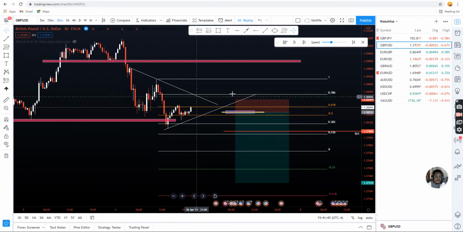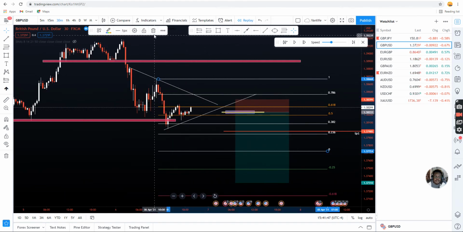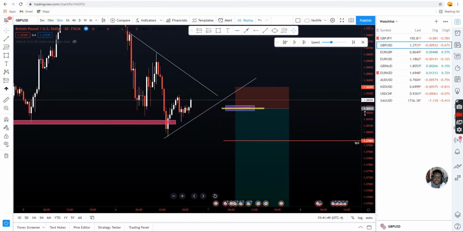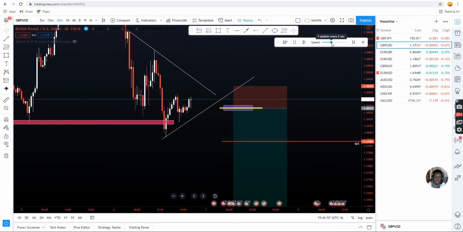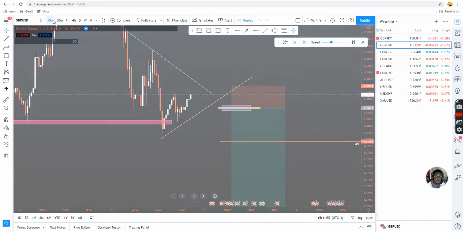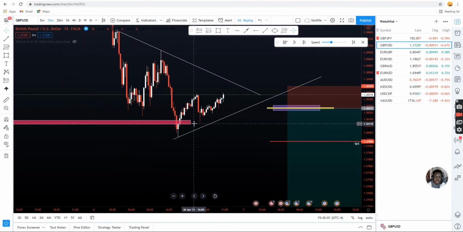Now this play was done based on the break and retest of the trend line along with confirmation using the Fibonacci retracement. So what I'm gonna do now, I'm gonna show you guys how price actually formed for me to actually take this trade this morning.